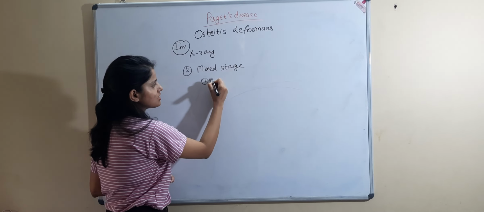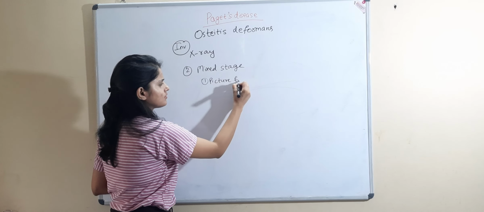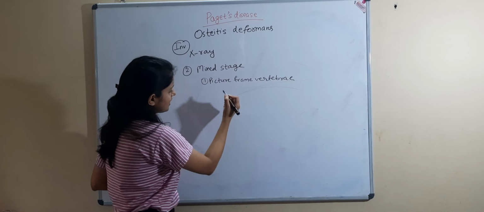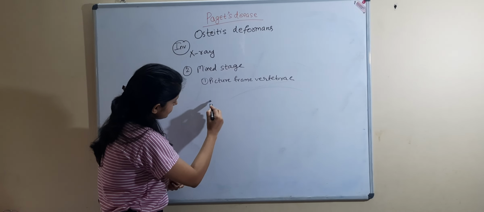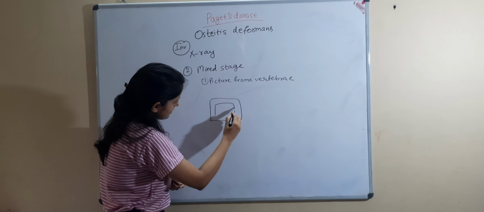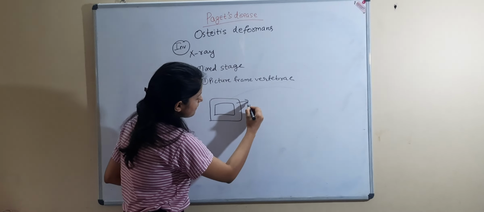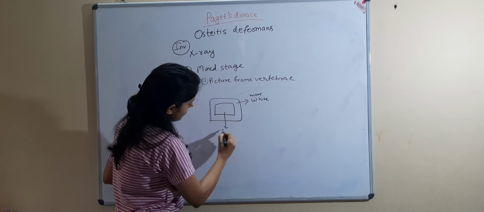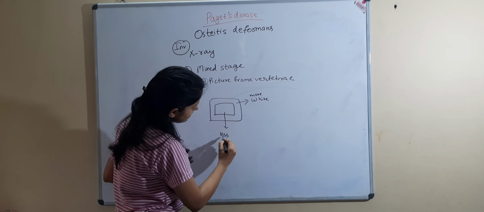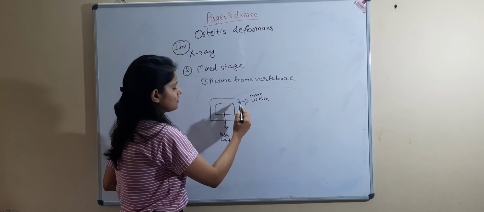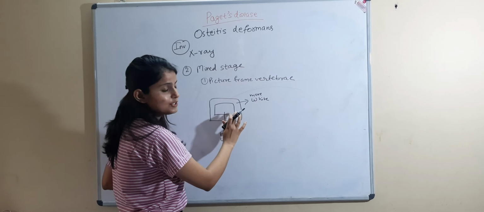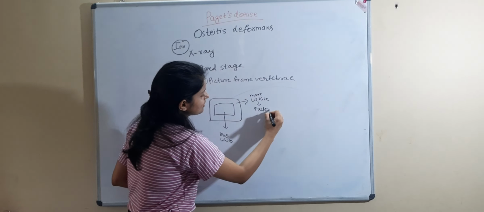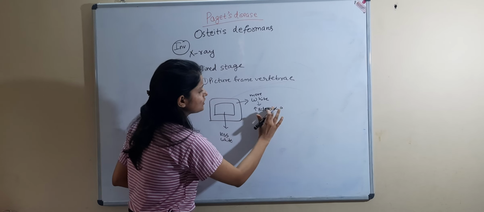In mixed stage, there will be picture frame vertebra. What is picture frame vertebra? Suppose this is the vertebra, but in X-ray, the periphery will appear more white, and the center will be less white than the periphery. This will look more white due to increase in sclerotic activity, due to the more osteoblastic activity, due to increased sclerosis.